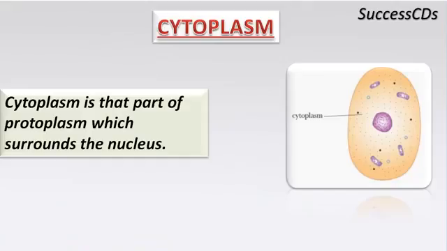The next component is the cytoplasm. Cytoplasm is basically part of a protoplasm and it surrounds the nucleus. It is the fluid that is filled inside the nucleus and carries all the organelles of the cell.